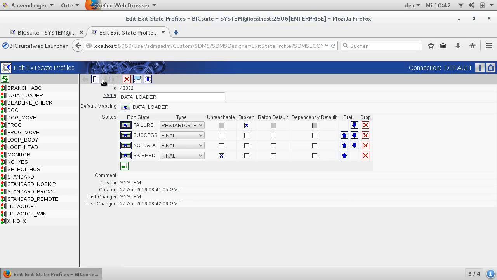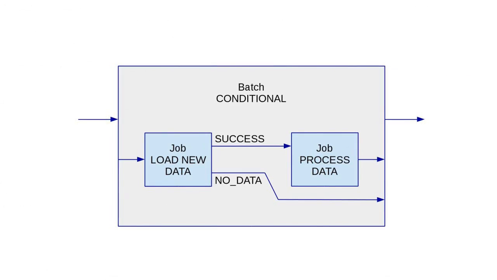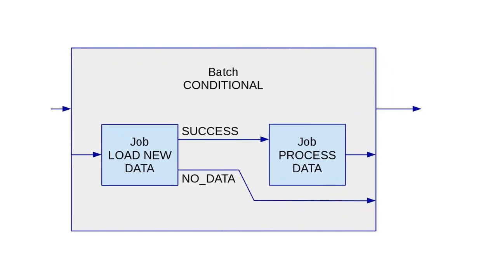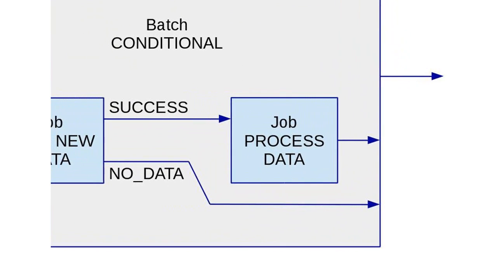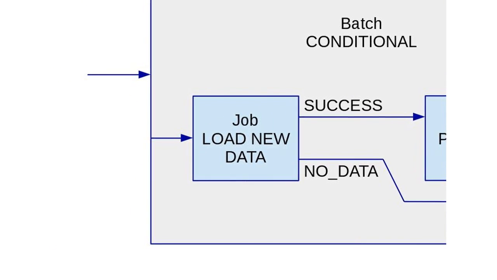Now you have prepared everything that you will need in the next video. Then you will create a batch consisting of the jobs load new data and process data. The job process data should only run if the job load new data has actually loaded new data.